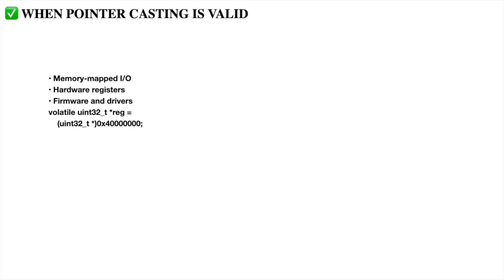Pointer casting is used legitimately in memory-mapped I/O, hardware registers, firmware, and drivers. This works because hardware guarantees the memory layout. Without that guarantee, don't do it. Actually, we have a sheet stating that a particular register is at a particular address and is of that type. Everything is written, so we can easily map to that sheet and do the conversion.